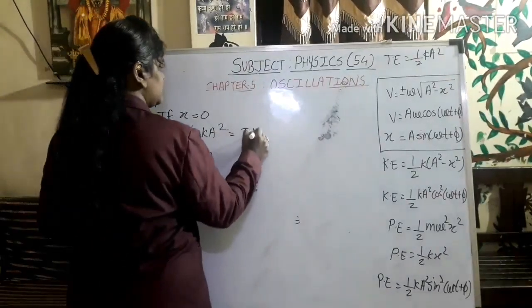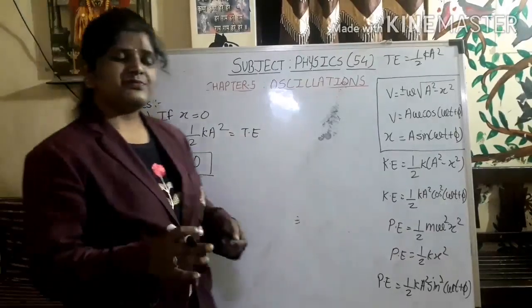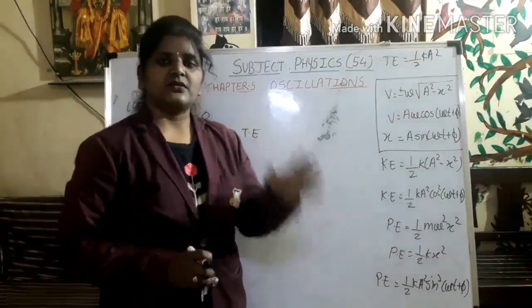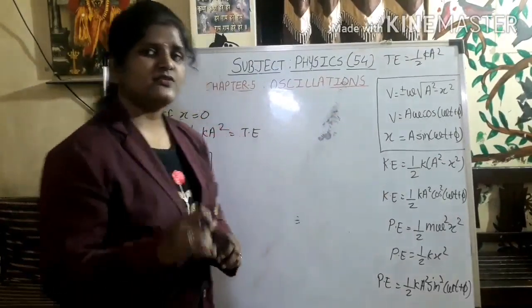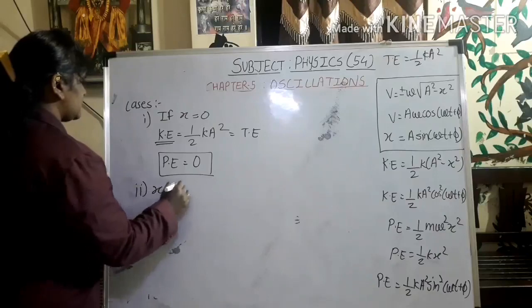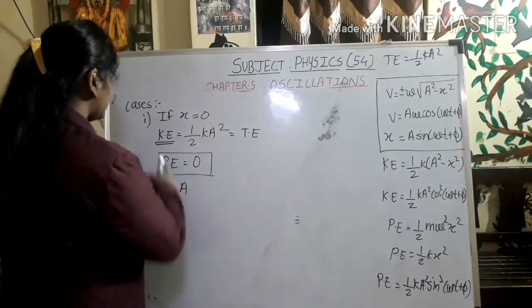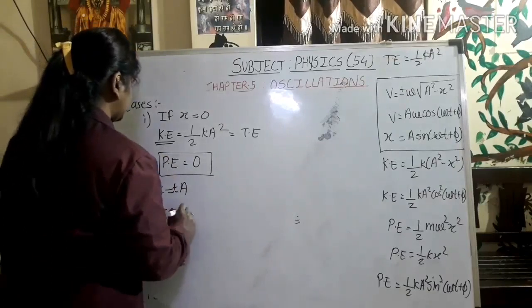This is nothing but total energy. You can see, you can compare. So at mean position, the energy is kinetic. Now we'll see what happens when it is at extreme. So x is equal to plus minus a, we are going to take.